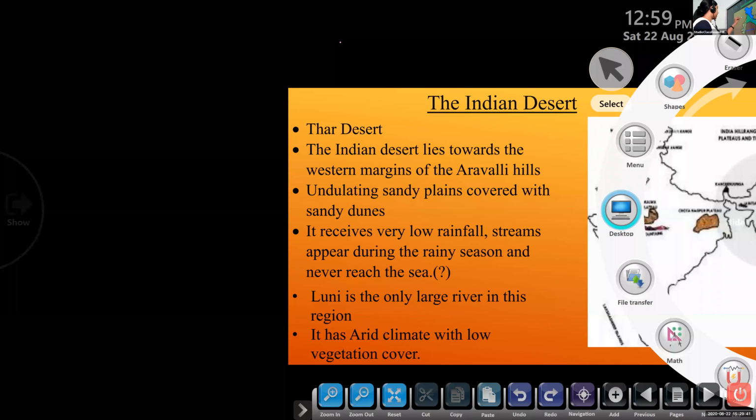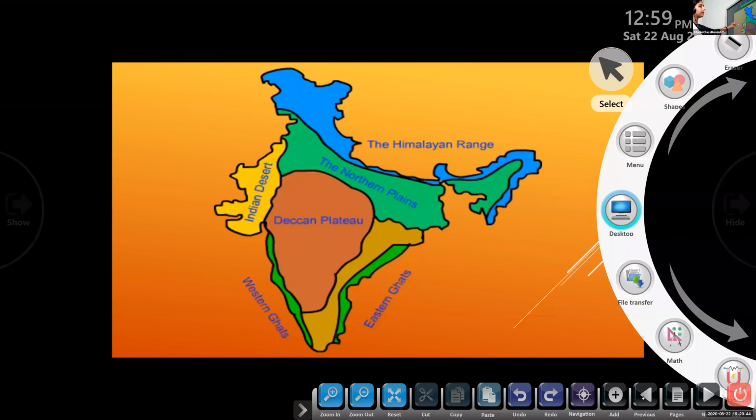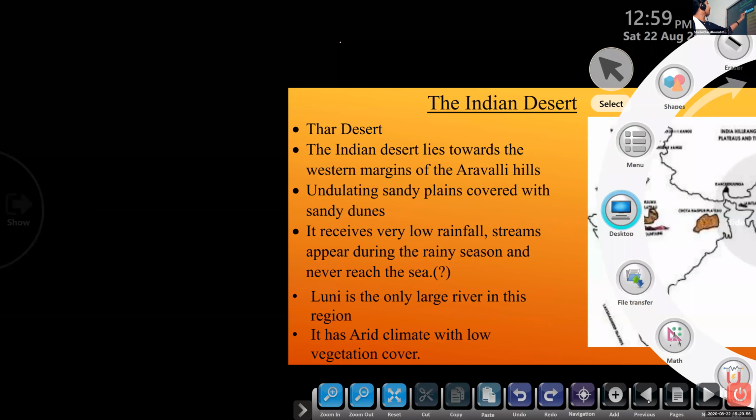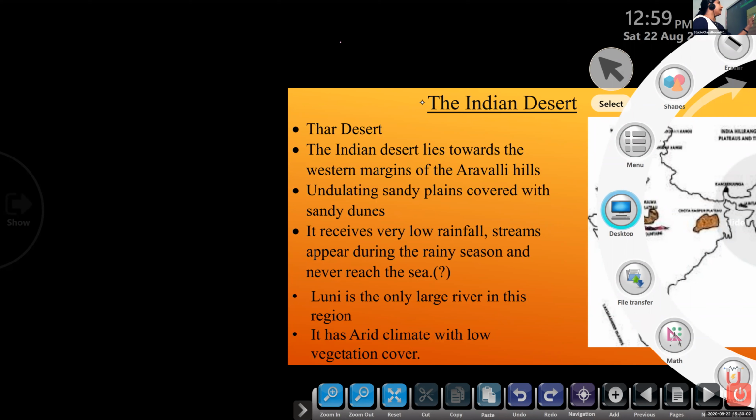The Indian desert is in Rajasthan. The Indian desert is known as the Thar desert. It is in Rajasthan. Let us see what the features of the Indian desert are. It's clear, right? Where is the Indian desert located?